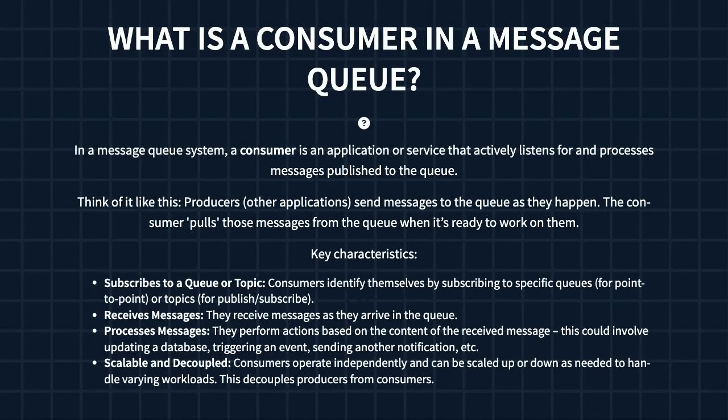Okay, let's talk about consumers and message queues. Basically, a consumer is an app or service that's actively looking for messages and then doing something with them. Producers send the messages out. Maybe it's an order being placed, a new user signing up, or some sensor data. The consumer picks up those messages when it's ready to handle them. They subscribe to specific queues or topics so they know what messages are relevant to them. Once they receive a message, they process it. That could mean updating a database, sending an email, or any number of things. The cool thing is, consumers operate independently and can easily scale up or down as needed. It's a really powerful way to build decoupled systems.